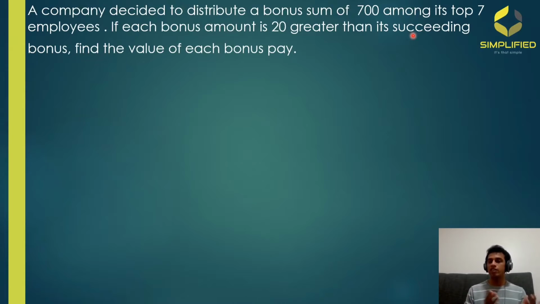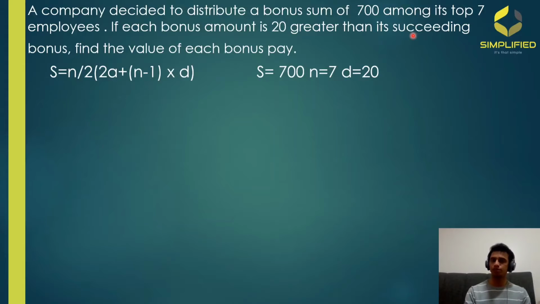If you can get the first term, you can add $20 and find the rest of the sequence. So we need to find a, the first term. Or if you find a, you can also go back through the sequence by reducing $20 each time. So in this case, I'm going to find out a. We already know certain details. For example, we know that 700 is the total sum they are going to distribute. So the sum is 700, and there are 7 employees in total, so there are 7 terms basically.